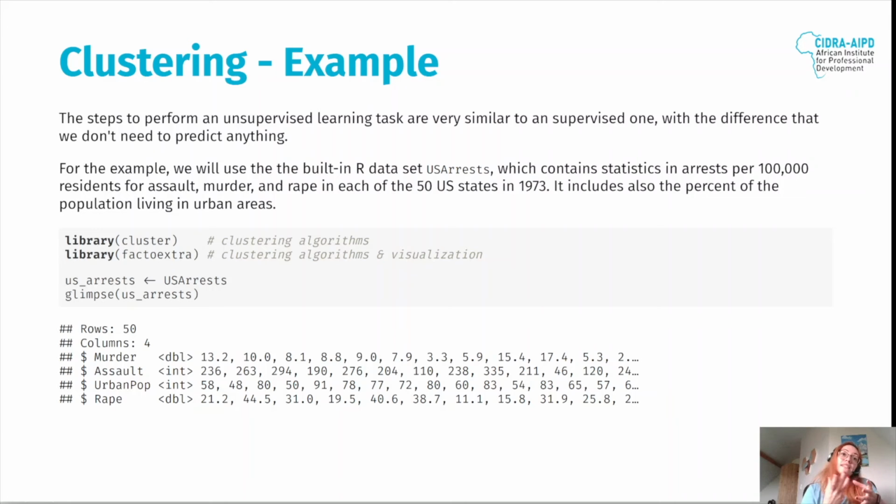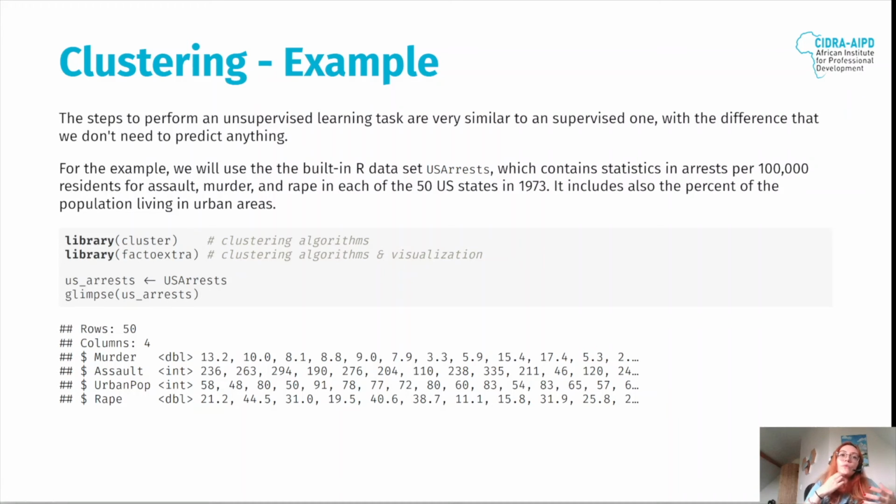The difference is that we don't need to predict anything, right? We don't have the reality. So we don't have anything to compare to. What we want is to see if there are groups in our data. So the only difference here is that the prediction step won't exist, and with that, the evaluation one.